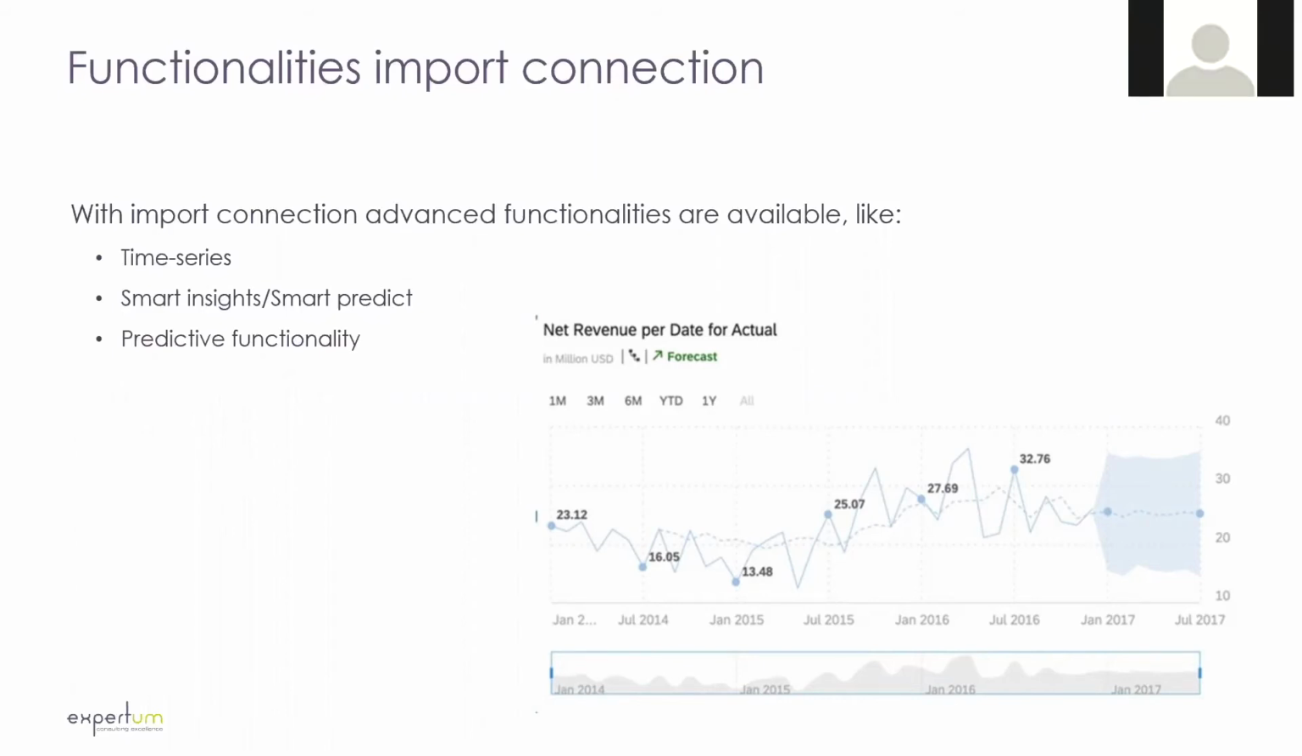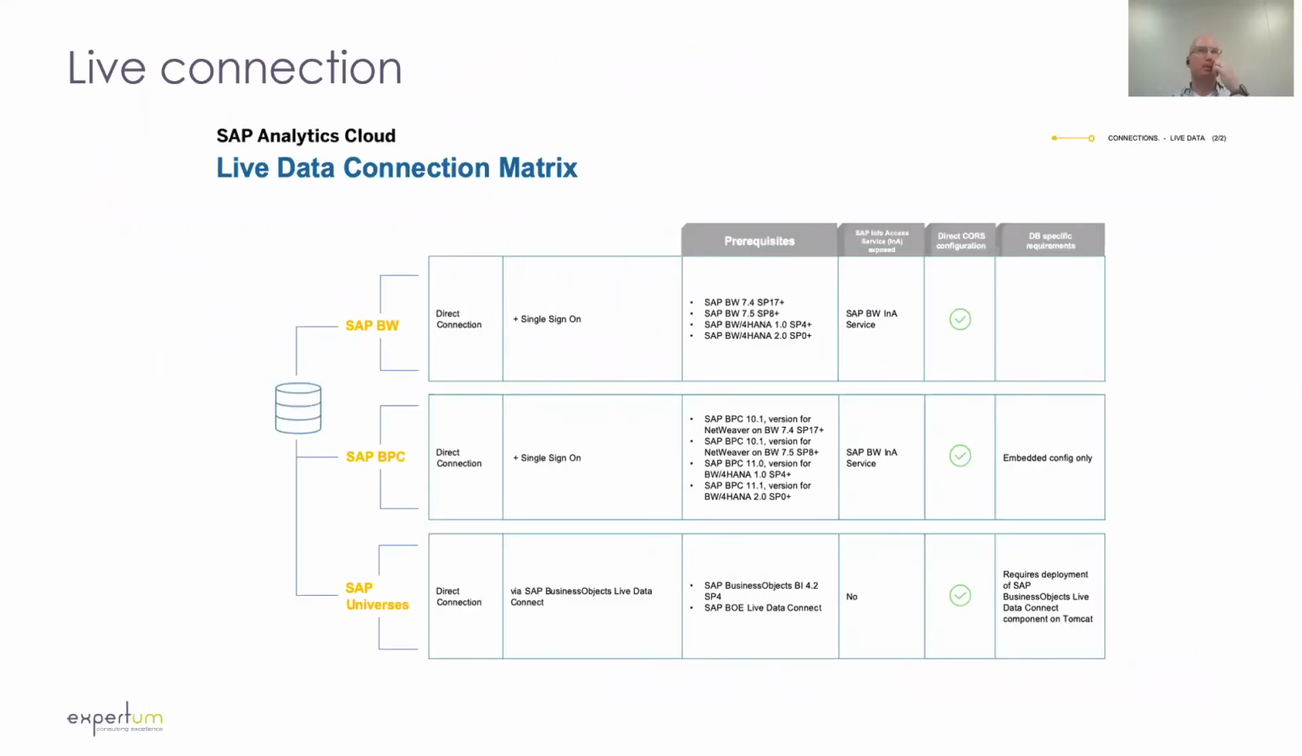I think that's the bridge to the next part, indeed, to the live connection. For BPC on a live connection, that's the middle part here. As you can see, it's a direct connection. You can use SSO. You have to have BPC 10.1 or a later version, and according to SAP, currently BPC 11 or 11.1 is the way forward. You do have to have an embedded configuration. Classical BPC configuration is not available via direct connection.